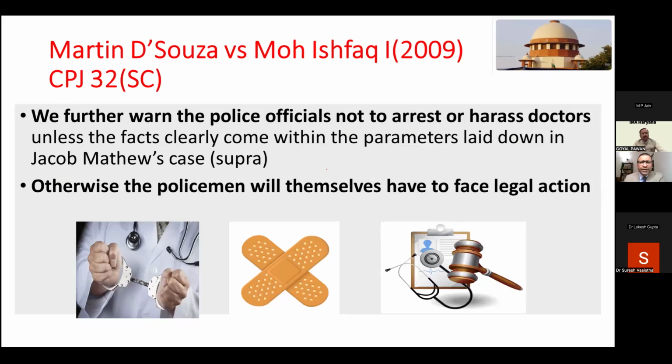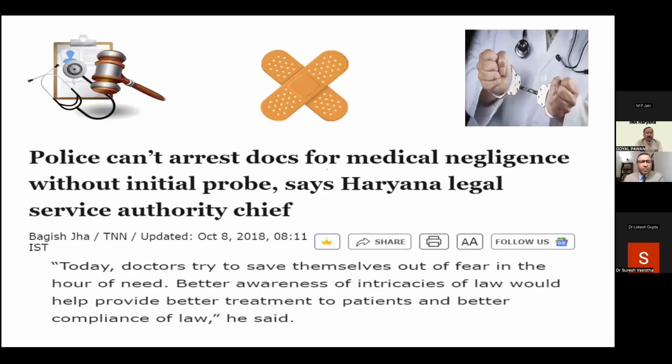So these are very important. In any case of alleged negligence, the police actually cannot arrest you. And we can keep copies of these judgments in brief in our OPDs, so they can be used in that kind of situation. And even the Haryana Legal Service Authority way back in 2018 said that police can't arrest doctors for medical negligence without an initial probe.